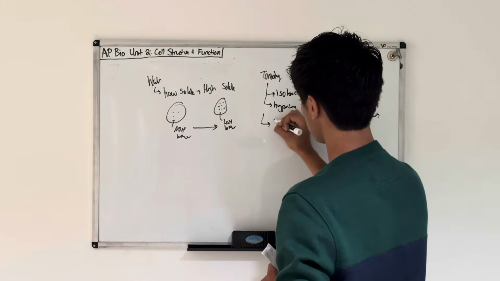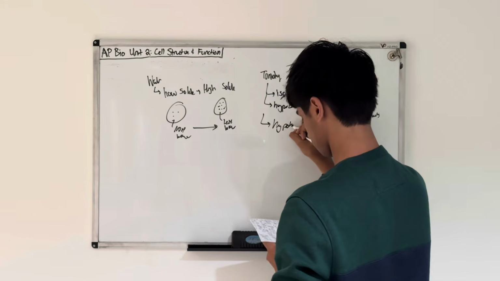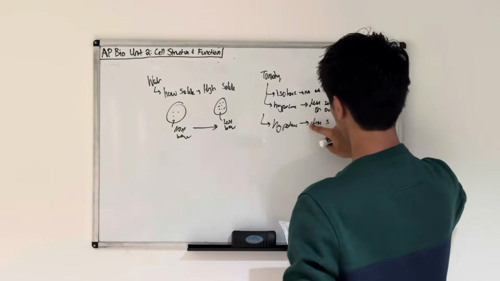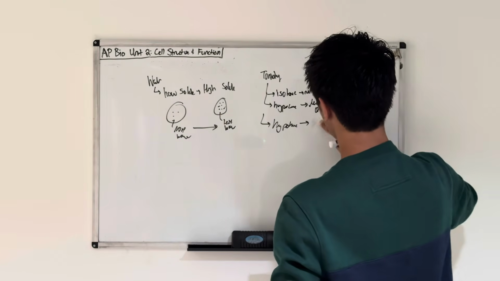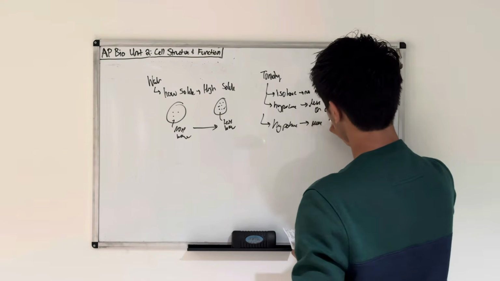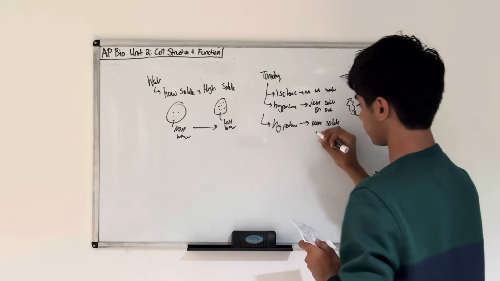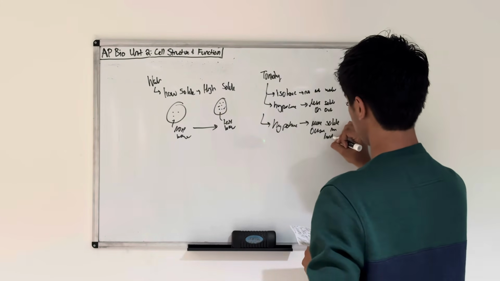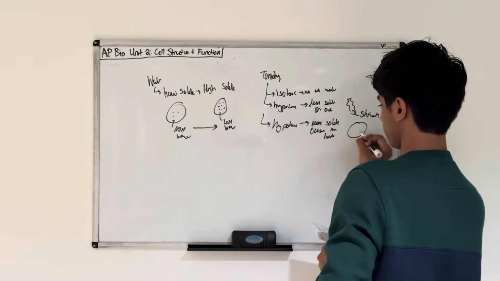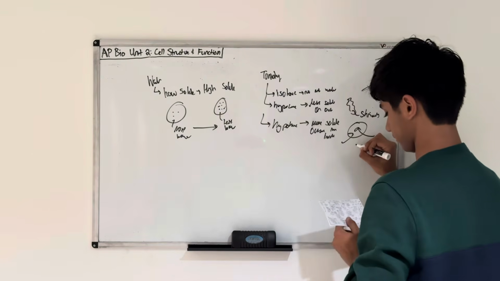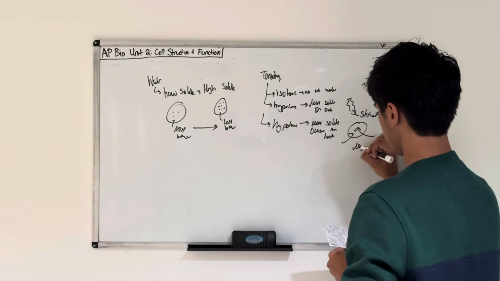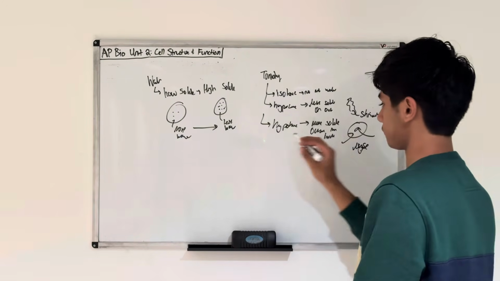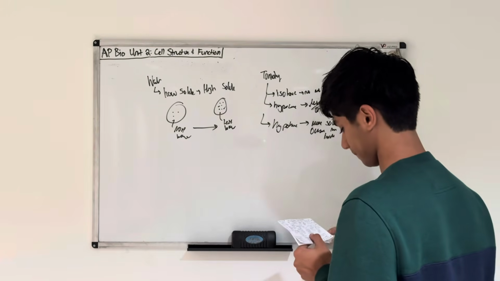And finally, we have hypotonic, which has more solute outside than inside. And because of that, the water is going to go inside the cell, which causes it to lyse, and eventually it'll explode or blow up because, again, it's hypotonic, so water is going inside the cell.